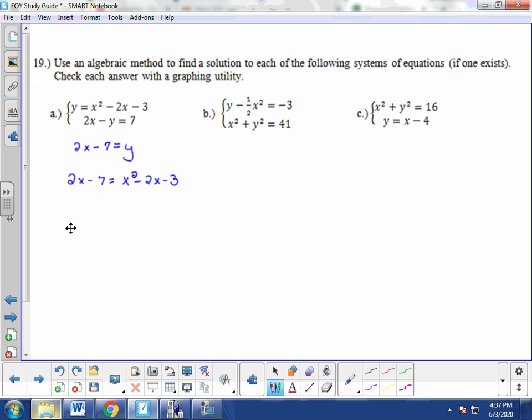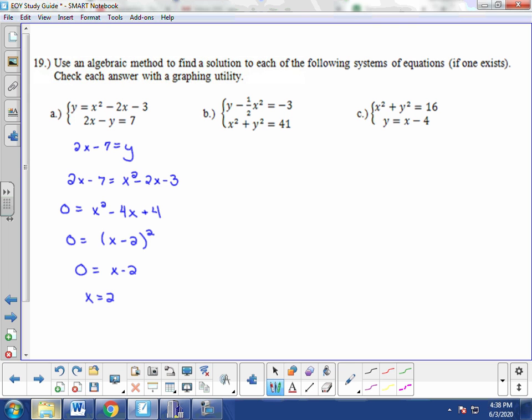It's quadratic, so I want to make sure that it is equal to 0. I'm going to subtract 2x from both sides, which gives me x squared minus 4x, and then add 7 to both sides, so plus 4. Now I can solve this equation by factoring, and this factors into x minus 2 quantity squared. To solve this, I could square root both sides. x minus 2 equals 0, so x equals 2.